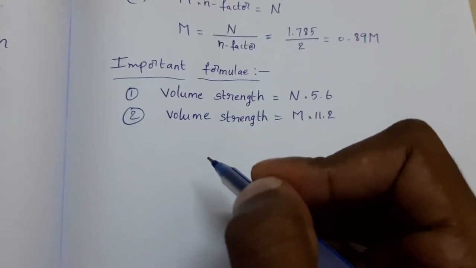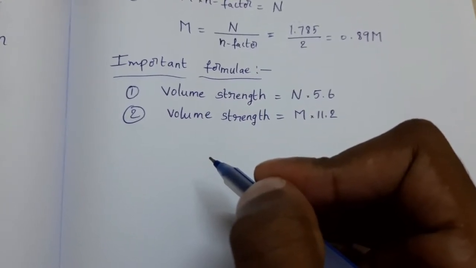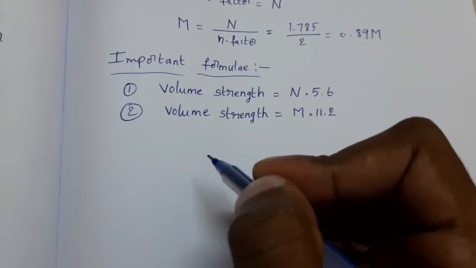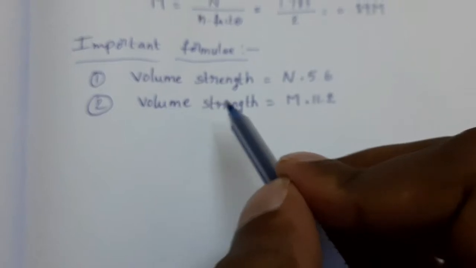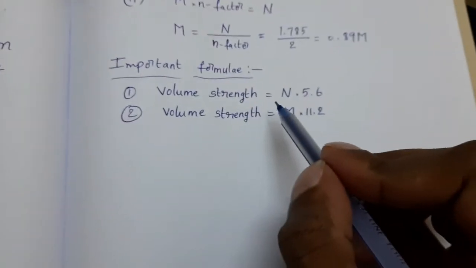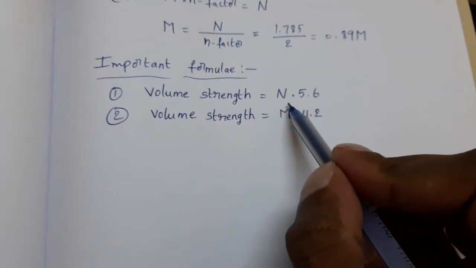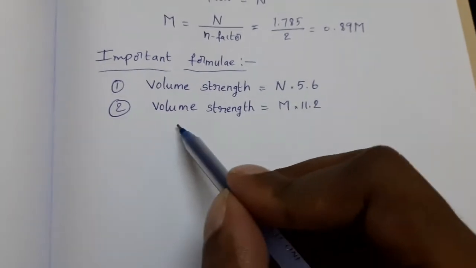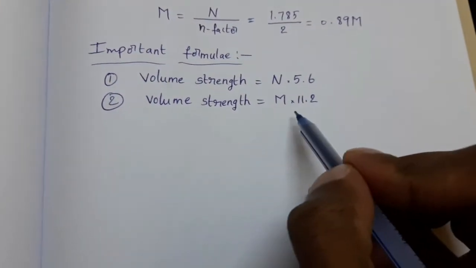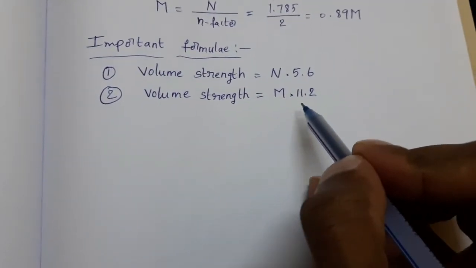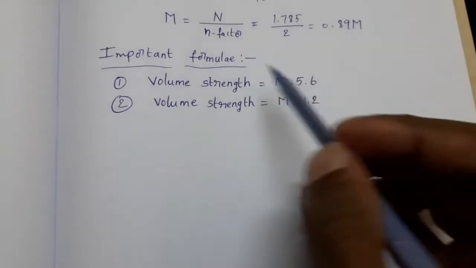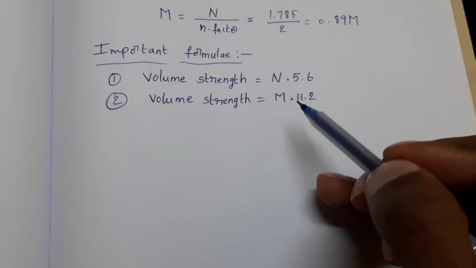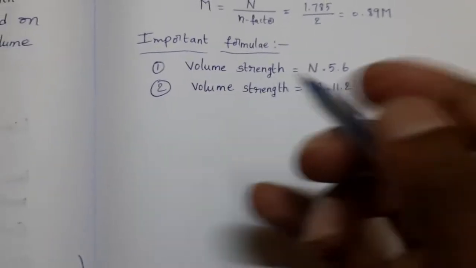In last class, we started volume strength of hydrogen peroxide solution. Now see the important formula. Volume strength equal to normality N into 5.6, and volume strength equal to molarity capital M into 11.2. Now for these two formulae, a small derivation is there. See that one.